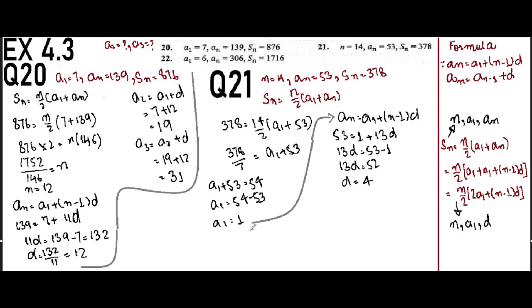Now we have the value of d, we have the value of a1, we can easily find a2 and a3. So a2 is equals to a1 plus d, which is equals to 1 plus 4 is equals to 5. This is a2. a3 is equals to a2 plus d. a3 is equals to 5 plus 4 is equals to 9. So these are the two values that we needed to find.